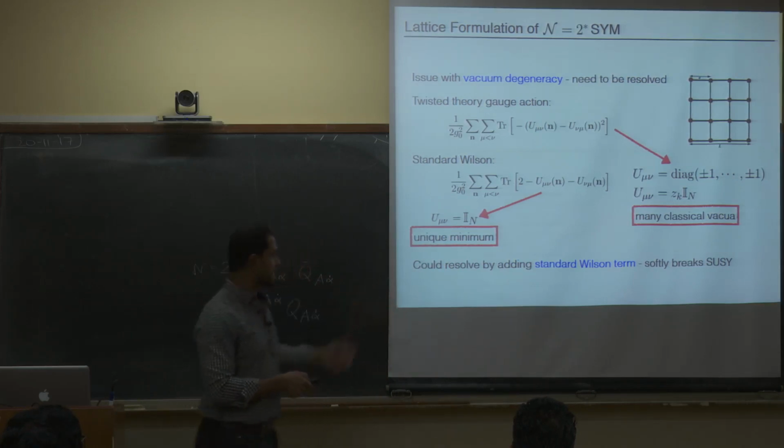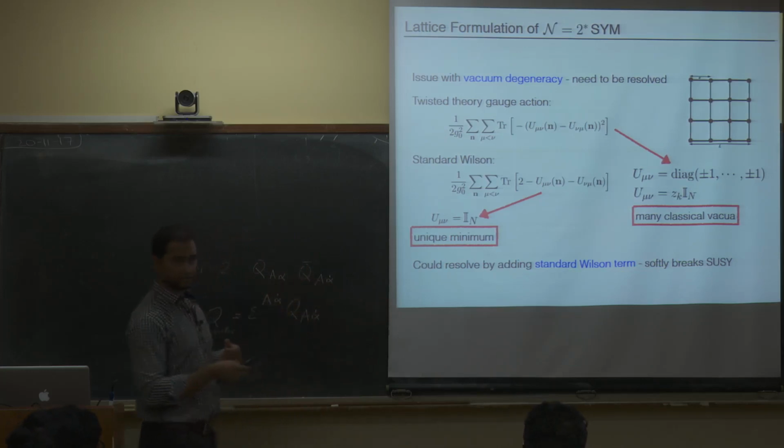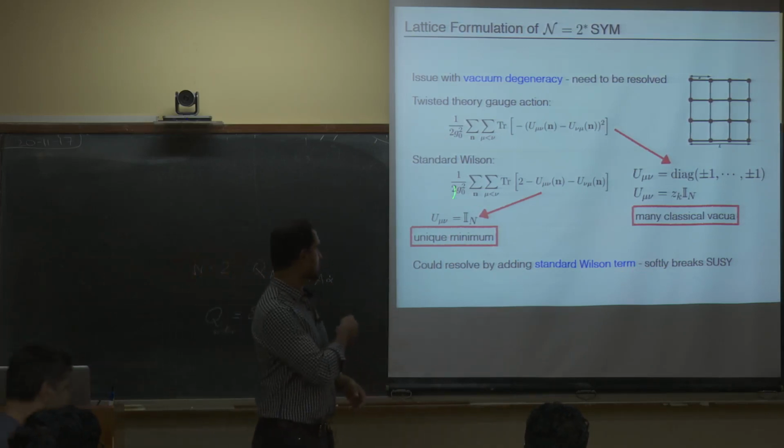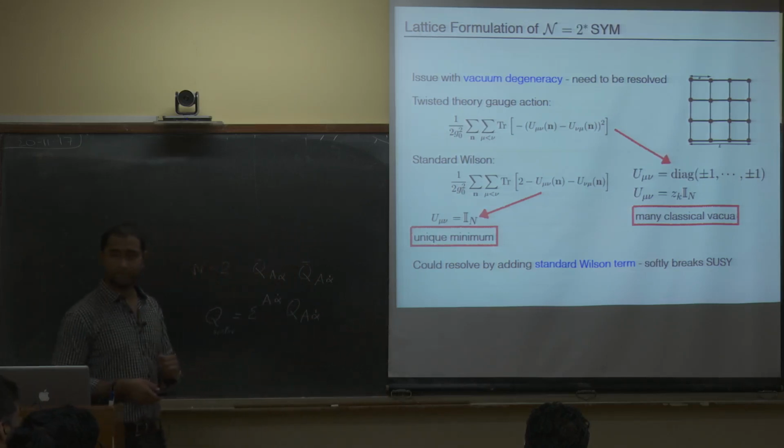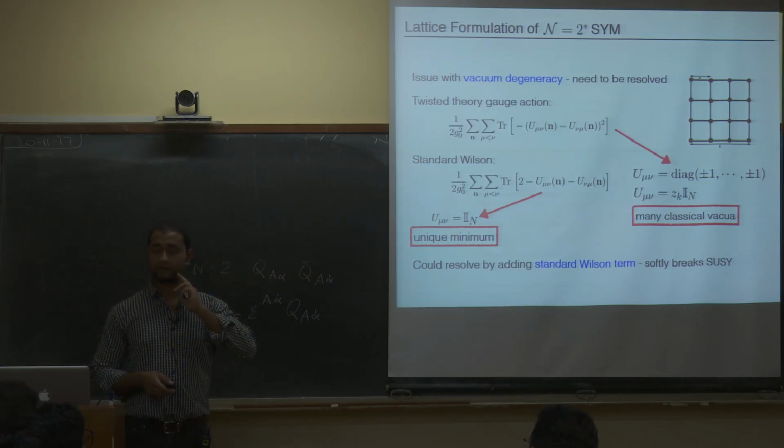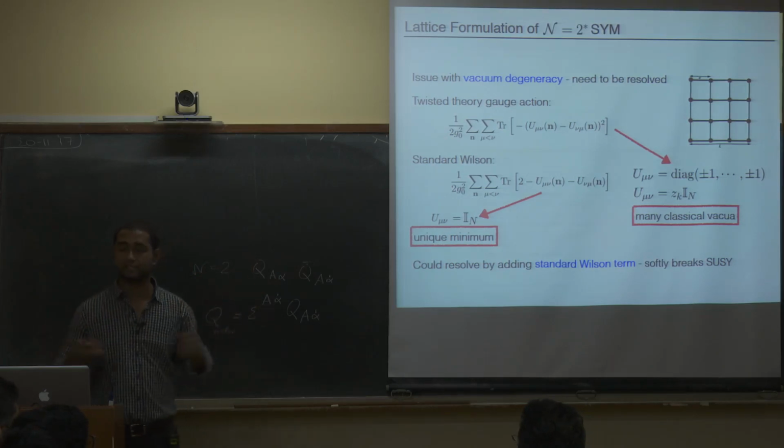We could resolve this by adding a standard Wilson term that will bring everything to this unit configuration. That means we are adding an additional parameter. It comes with a coefficient, so we have one more parameter to tune. That is one way. It depends on how you discretize. You put the supersymmetry on, and now you break it. So this is one way.